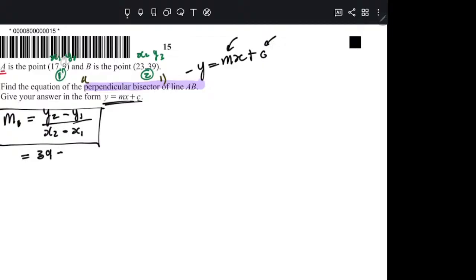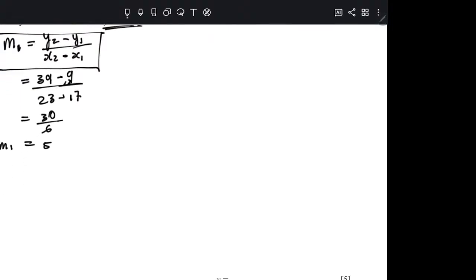You go to point 1, you take the y, 9, over what is x2? You go to point 2, you take its x, 23, minus x1, you go to 1 and minus 17, which is going to be 39 minus 9, that's 30, over this 6, which is 5. So m1 is 5.